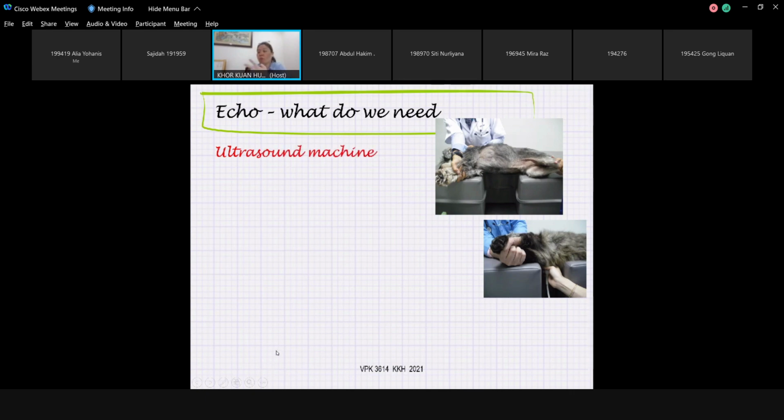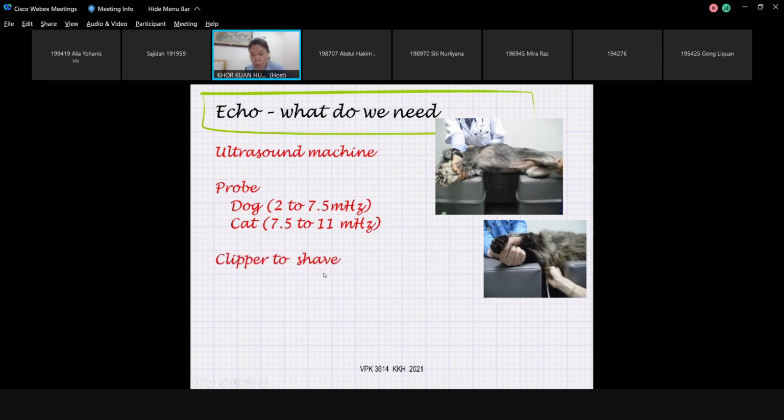So what do you need? Of course an ultrasound machine. No ultrasound machine, cannot do echocardiography. You need a suitable probe, and this probe comes with different megahertz. For dogs, it would be suitable to have deeper penetration, so you need 2 to 7.5 megahertz. And in cats, you can get away with the pediatric probe, 7.5 to 11 megahertz. Okay? So you need a machine, you need a probe.